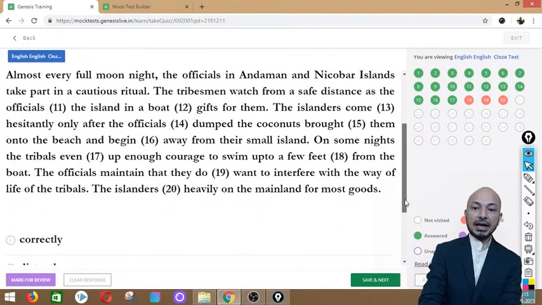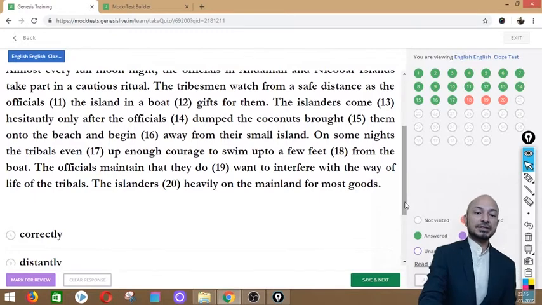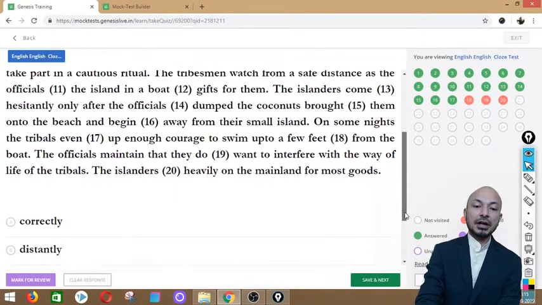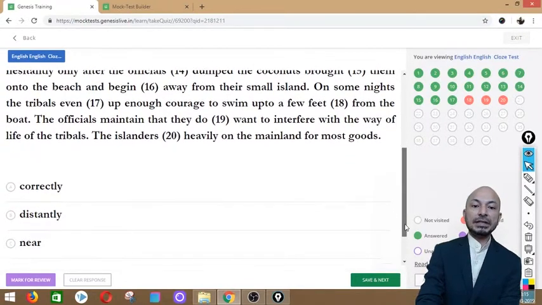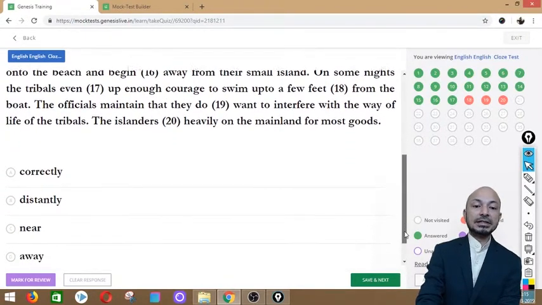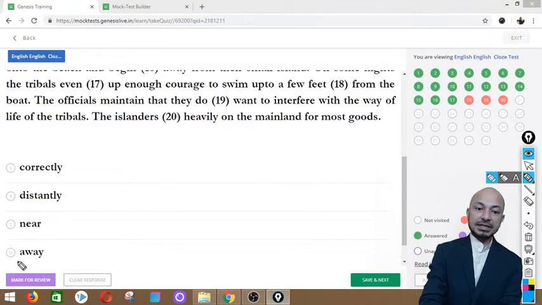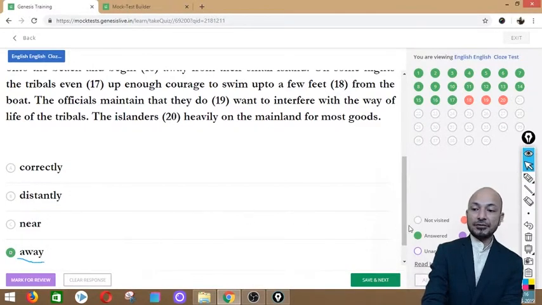On to number 18, and we read, on some nights the tribals even muster up enough courage to swim up to a few feet dash from the boat. So is it correctly from the boat, distantly from the boat, near from the boat, or away from the boat? And it's going to be option D, which says away from the boat. We are going to click on option D, away from the boat, and click next again.